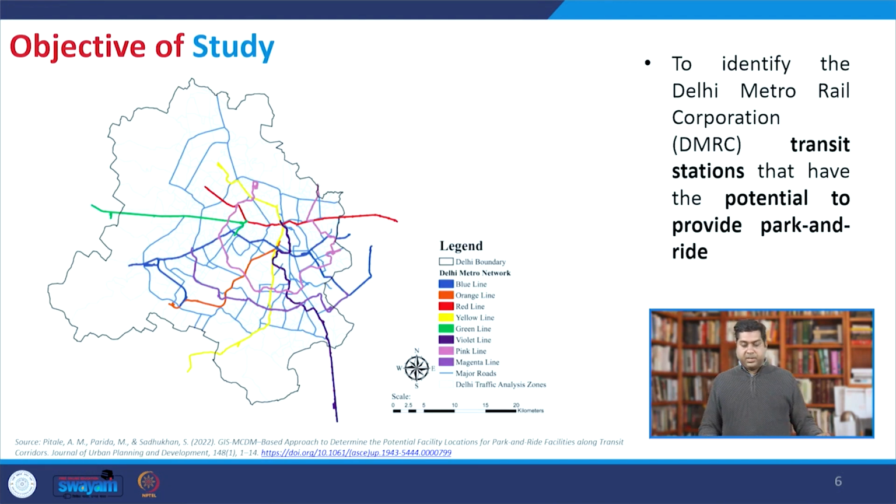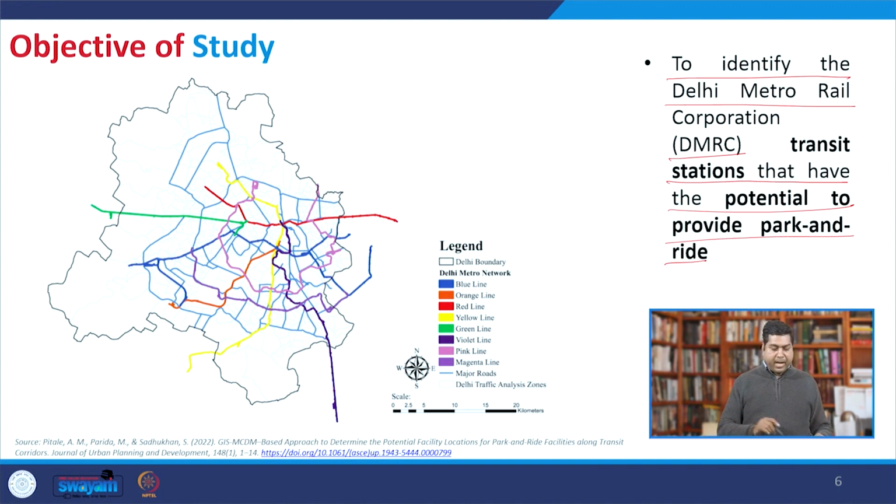Coming to the objective of the study, it is to identify the Delhi Metro Rail Corporation (DMRC) transit stations that have the potential to provide park and ride. So, where should it be located? It also depends on certain demand and the location. The DMRC, or the Delhi Metro, is one of the most successful metro operations in the country, India. So, we thought of doing this investigation based on Delhi.